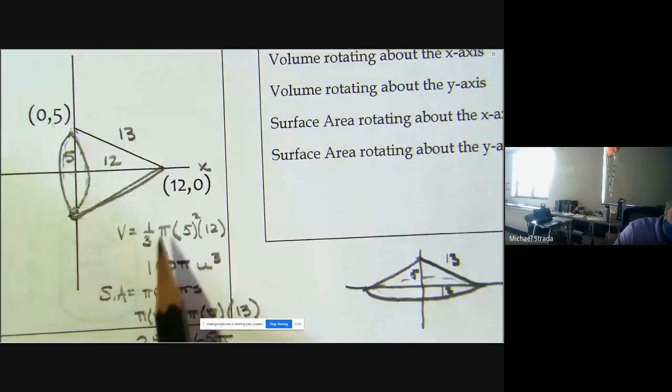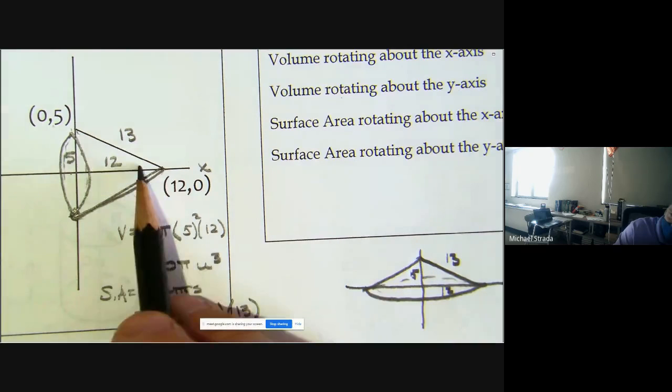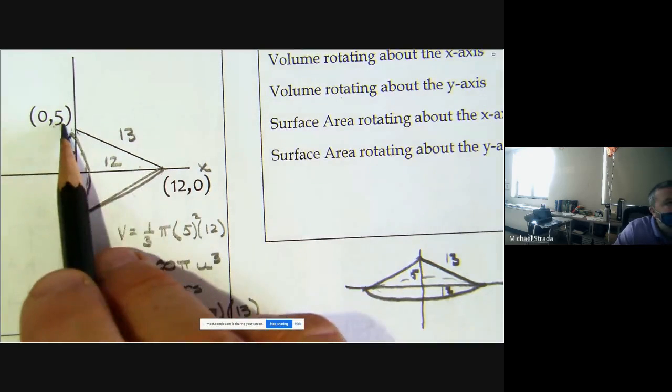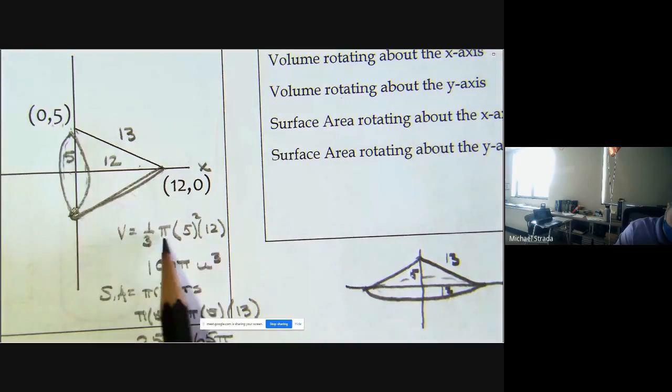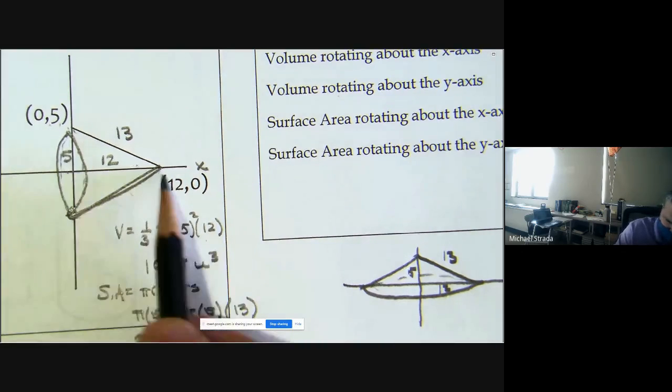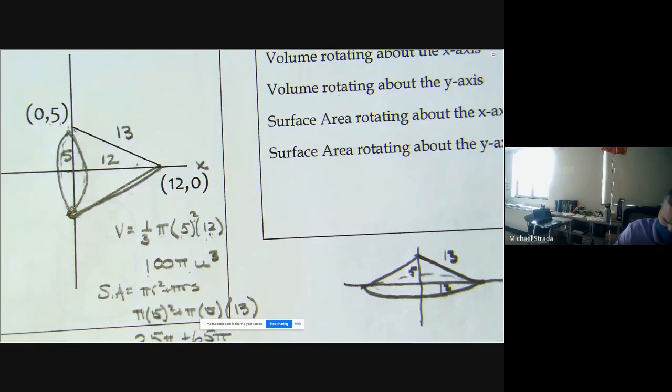The volume involves 1/3 pi. The radius is the opposite coordinate. Since we're rotating about the x, we're talking about the y coordinate. What is the y coordinate? 5. So it's pi 5 squared times the height, which is the x coordinate, which is 12. 5 squared is 25. 1/3 of 12 is 4. 4 times 25 gives me a volume of 100 pi.